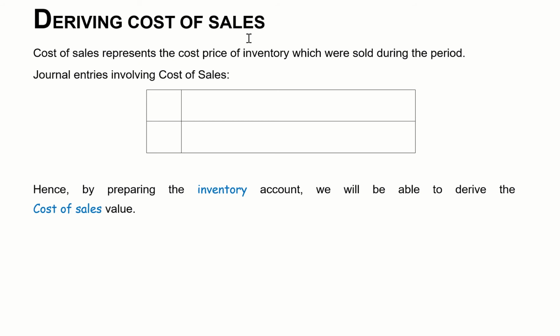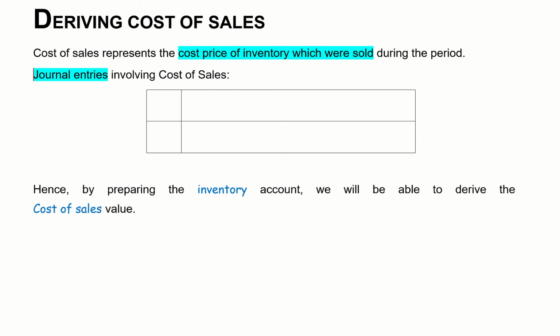All right. So cost of sales. What is the cost of sales? Basically, the cost of sales is the cost price of inventory that was sold, right? So cost price of inventory that was sold during this period. So in order to understand which account you need to prepare to find out what is the cost of sales number, you will need to look at the journal entries that's involving cost of sales.